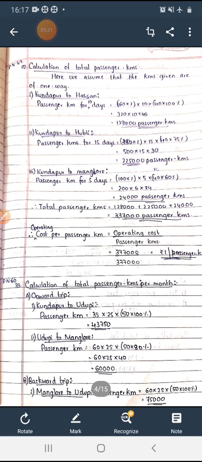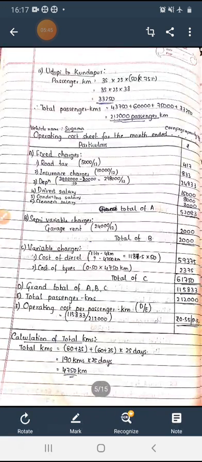Next, under the backward trip, Mangalore to Udupi passenger kilometers: 60 is the distance, into 25 days into 50 into 100%, because at the time of returning from Mangalore to Udupi the bus is full. Next, Udupi to Kundapur passenger kilometers: distance is 35 into 25 days into 50, occupied is 75%. That is 32,812. So total passenger kilometers: 43,750 plus 60,000 plus 75,000 plus 33,250.